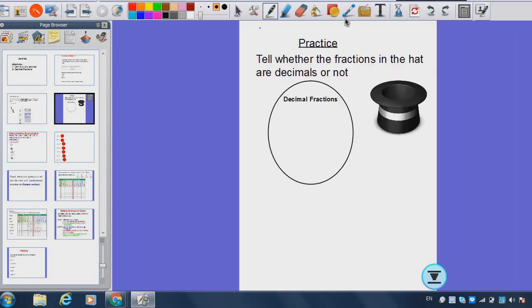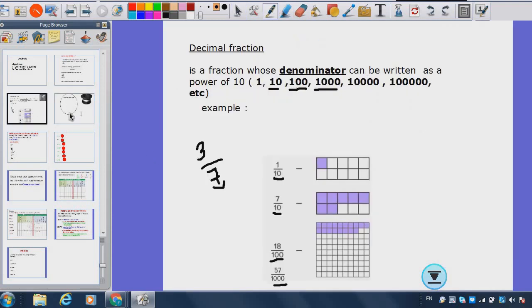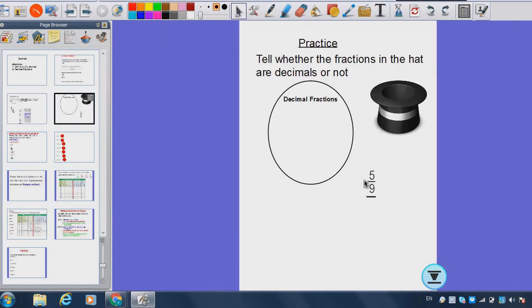Let us solve this simple exercise. Tell whether the fractions are decimal or not. The first one, 5 over 9. So 9 is not a power of 10. It's not in the list here. So 5 over 9 is not a decimal fraction.